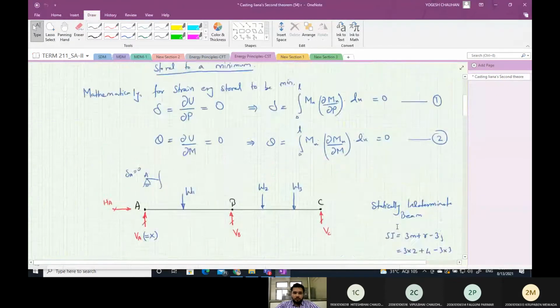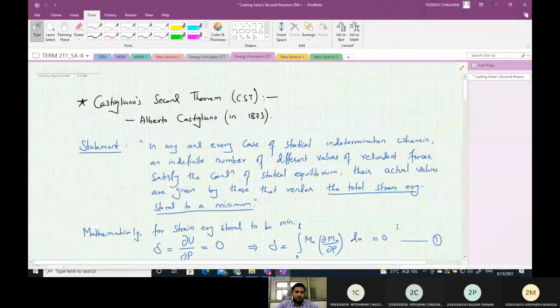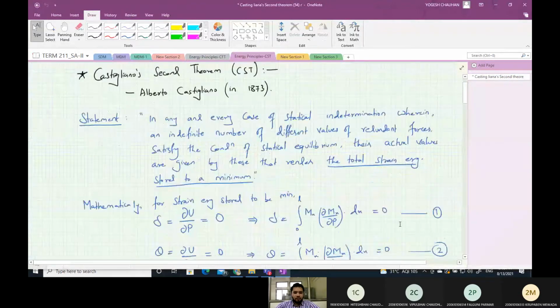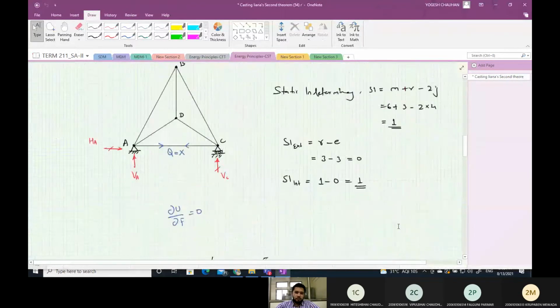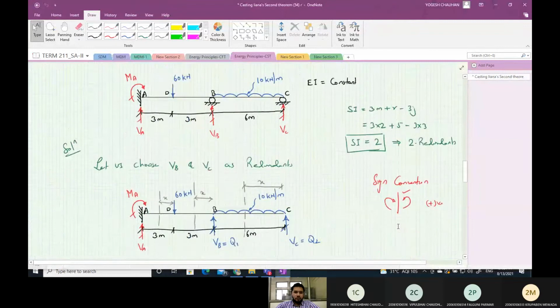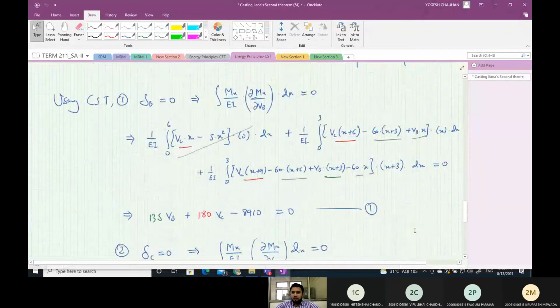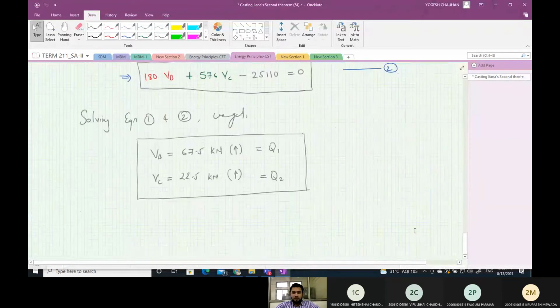So in the previous class, we have seen Castigliano's second theorem and its application to continuous beams. Okay. So today we'll see Castigliano's second theorem application to frames.